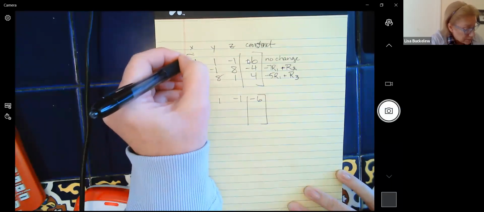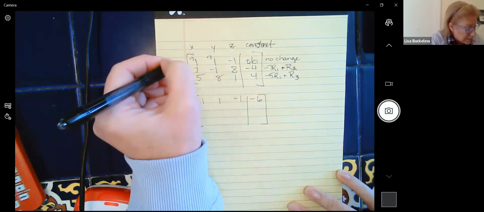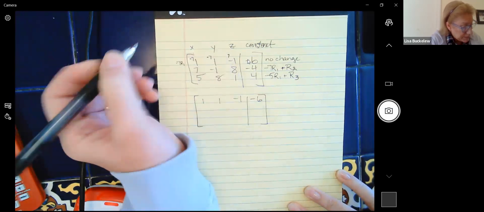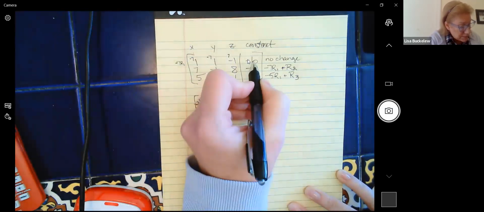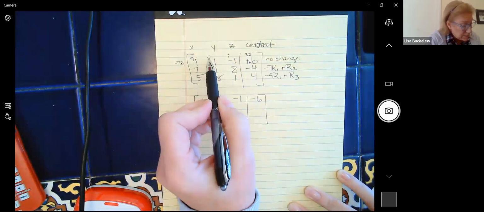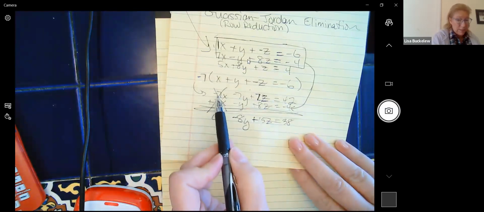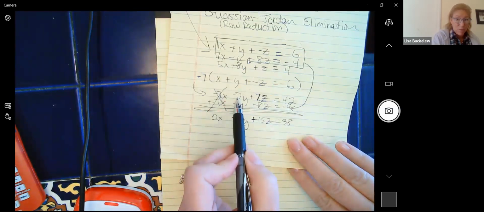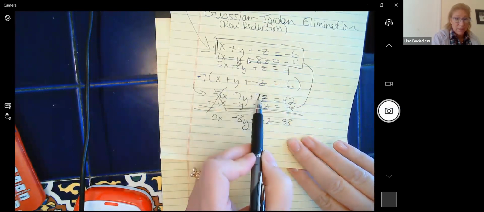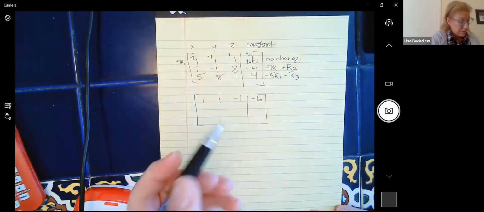-7 times 1 is going to make -7. -7 times 1 is going to make -7. -7 times -1 will make +7. And then -7 times -6 will make 42. So look at that, -7, -7, 7, 42. Look, that looks just like this when we did the adjustment, -7x, -7y, plus 7z, 42. So we're just creating this equation without writing all the x, y, z plus equals and all that stuff.